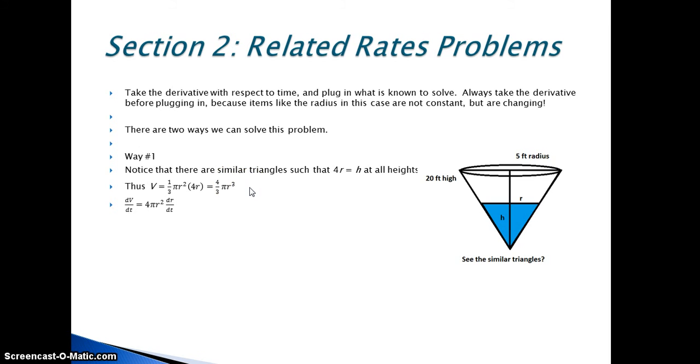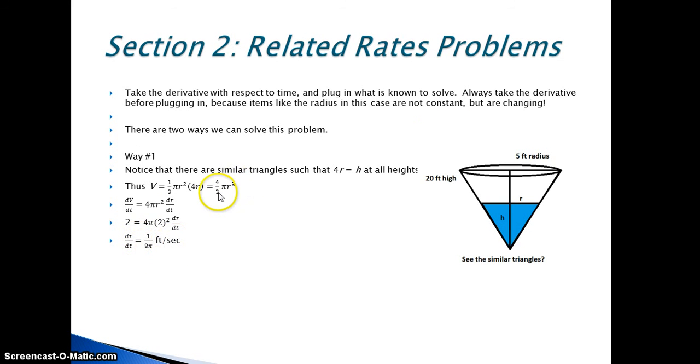We take the derivative with respect to time. dV/dt is equal to 4 pi r squared dr/dt, just like we did before. We know dV/dt is equal to 2, and we figured out that the radius at this moment is also equal to 2. And we can solve for dr/dt, which would be 1 over 8 pi feet per second.